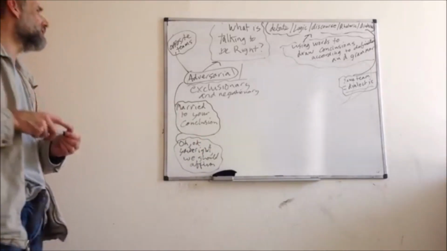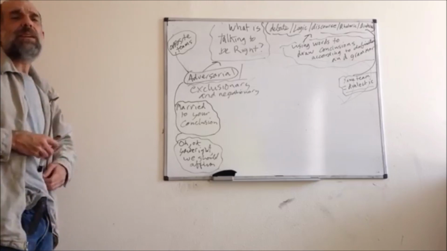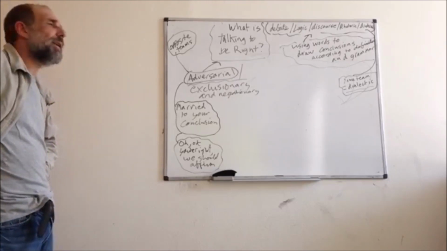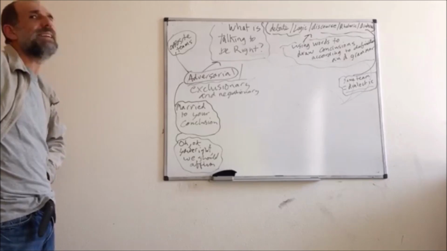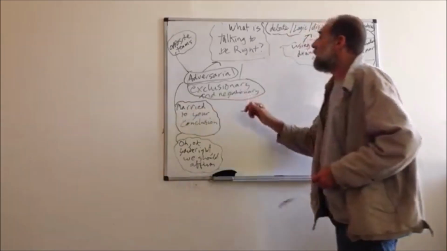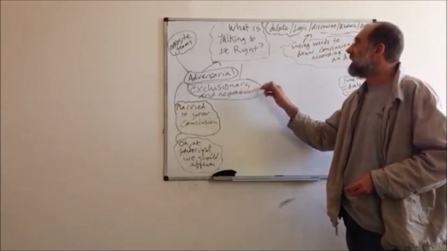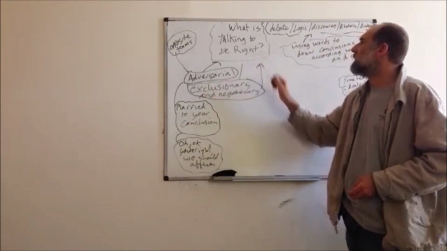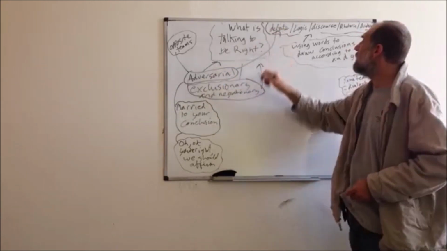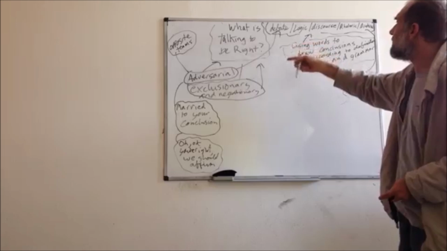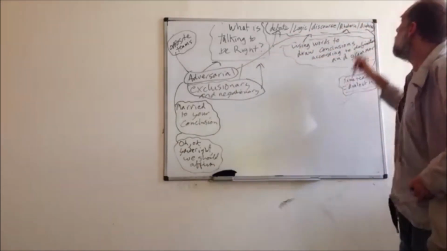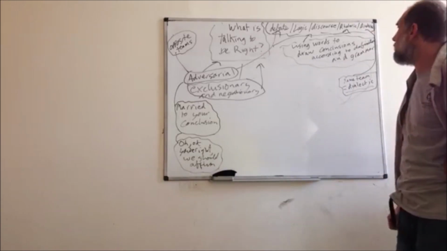If the resolution is we should eat cheese, and you are aff, then you are married to the conclusion that we should eat cheese. If you are neg, you are married to the conclusion that it is not the case that we should eat cheese. So things that are exclusionary and negationary, that's all part of this. Things that are additionally adversarial, that's part of debate. It's not necessarily part of logic, it's not necessarily part of discourse, it's part of rhetoric. It's not necessarily part of dialectic.